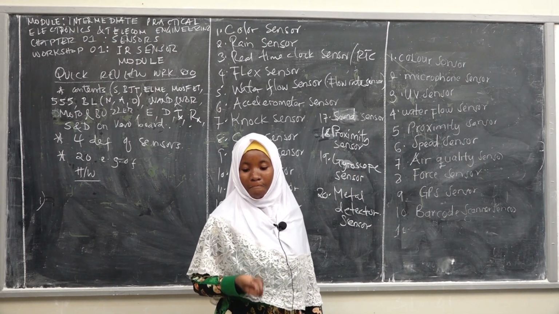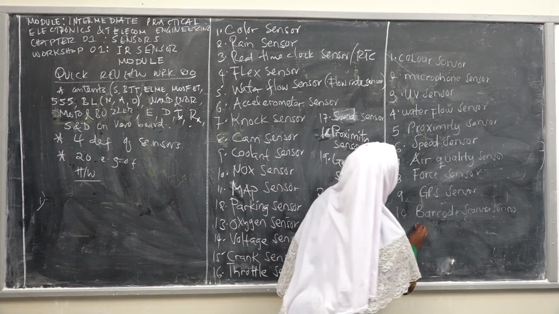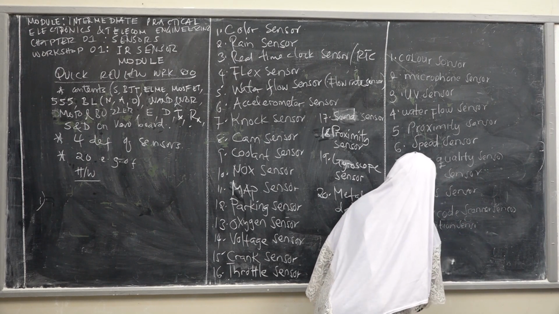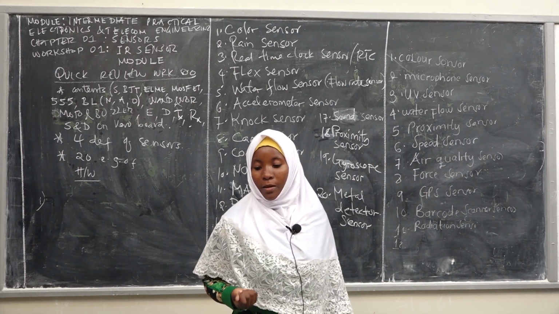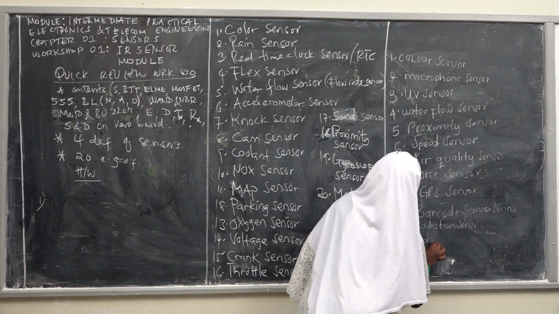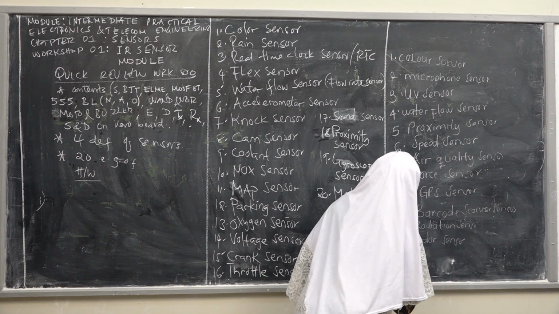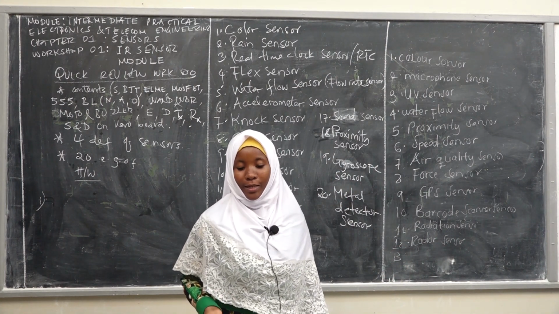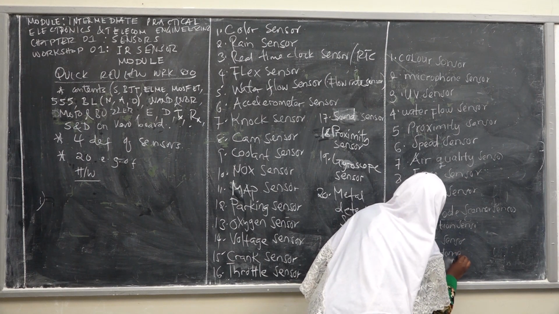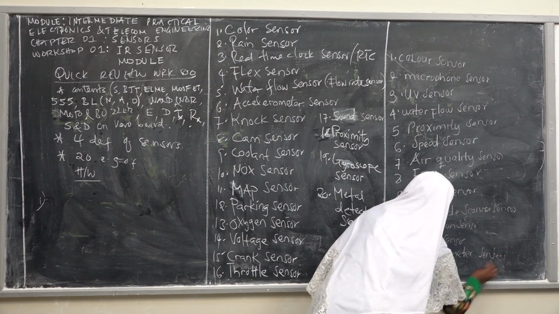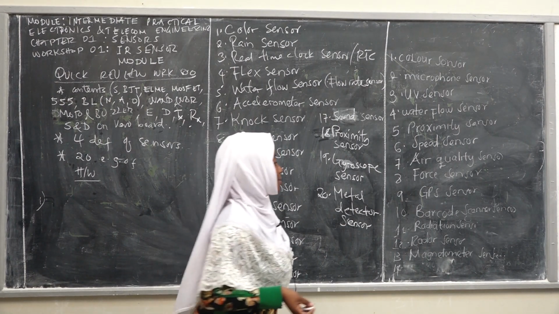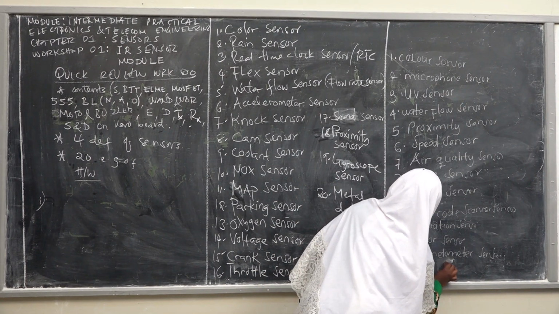The 11th one is radiation sensor. The 12th one is radar sensor. The 13th one is magnetometer sensor. The 14th one is air quality sensor. Level sensor. Include the quick review.